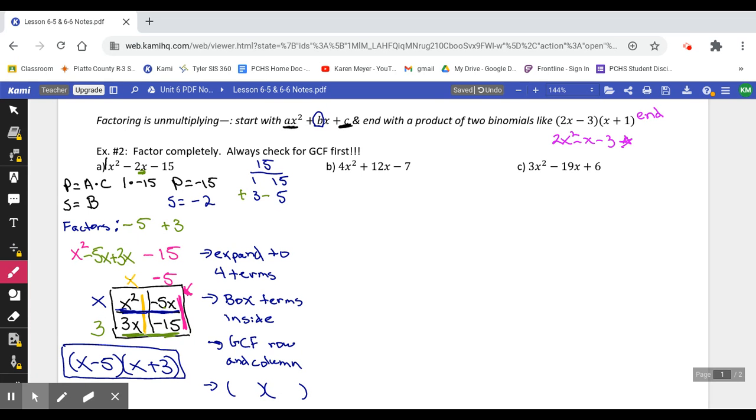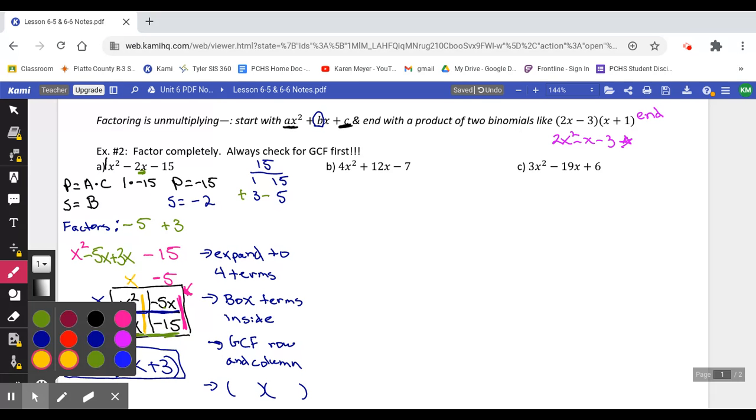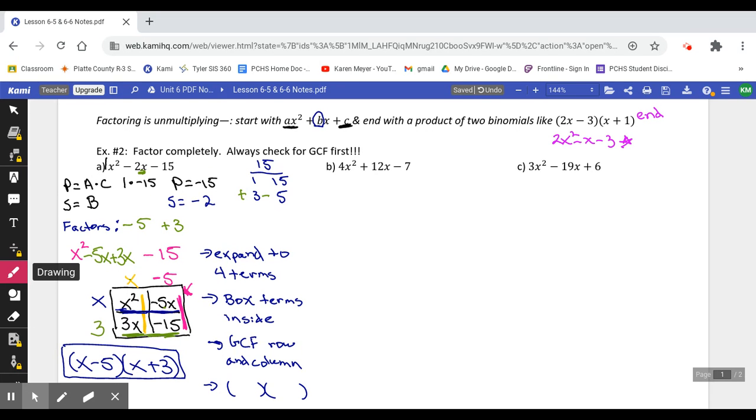Okay, so let's try it again. And once you get the hang of it, I promise it goes faster. I know right now it seems really sketchy because you're just learning it, but it does get quicker the more you do.